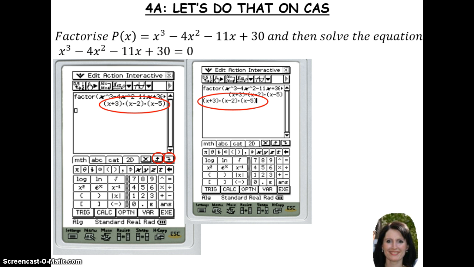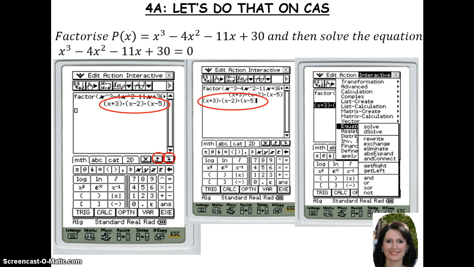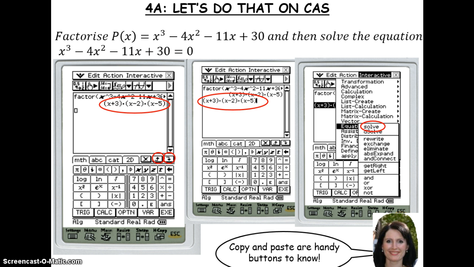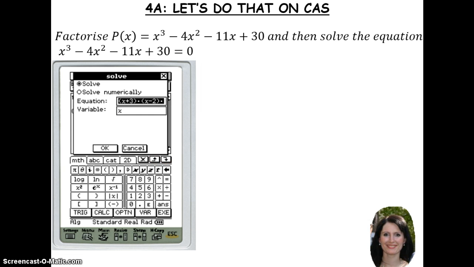Let's highlight that. When we highlight that, we then go to interactive, into equation, and to solve. Copy and paste are really handy buttons to know, so keep that in mind. The cross next to the copy button is cut. Once you click solve, it takes you to this page here. In the equation box, we have our x plus 3, x minus 2, etc.